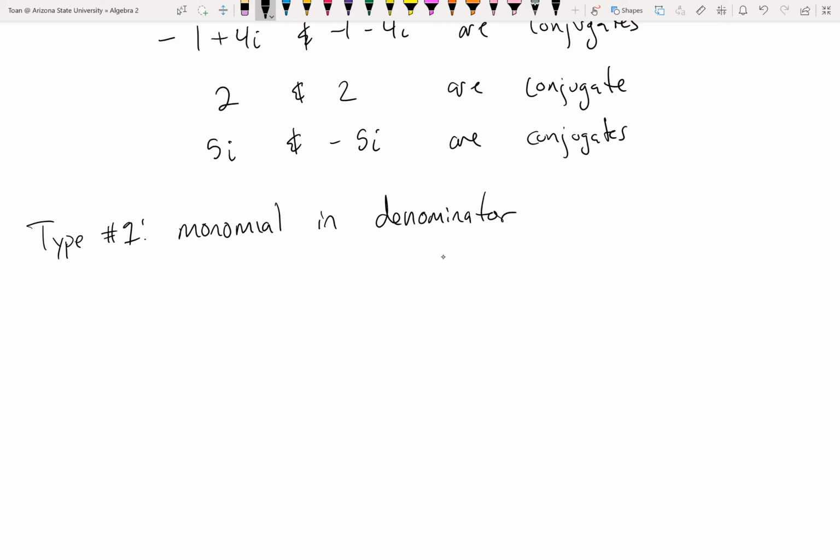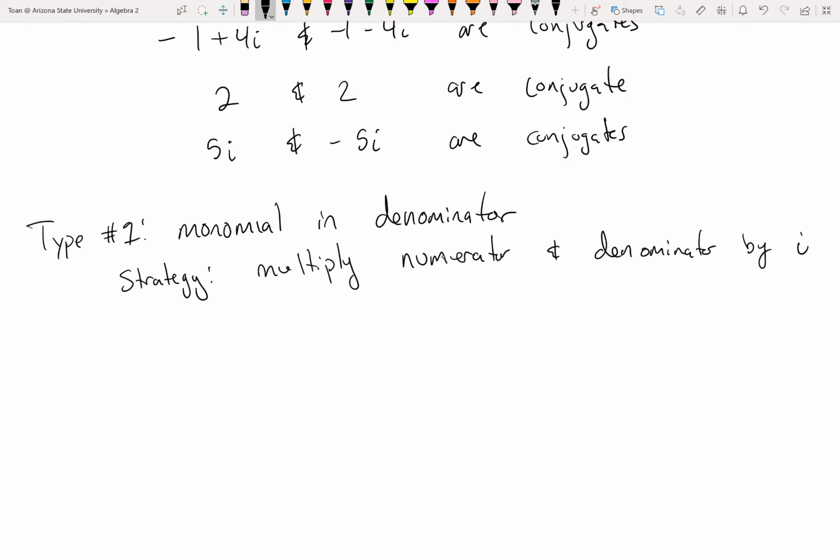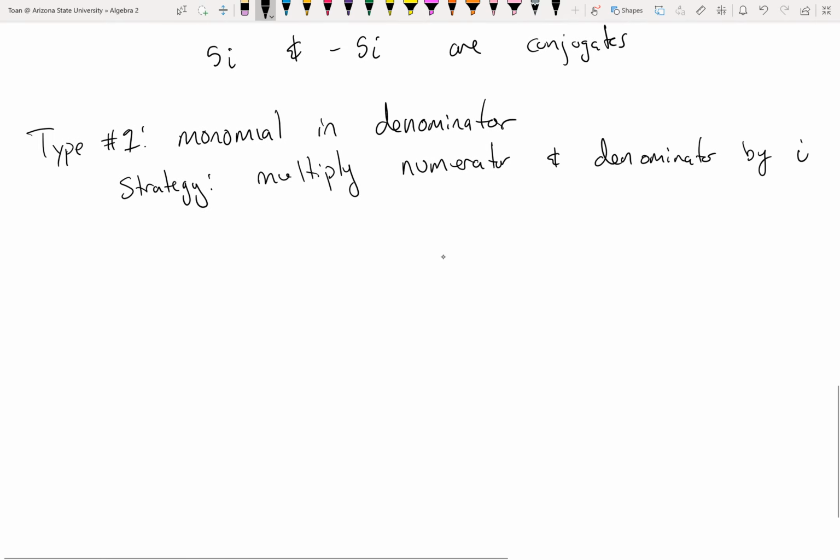If you have a monomial in the denominator, the strategy is to just multiply the numerator and denominator by i. These are the simplest types. No thinking involved. If you're dividing two complex numbers and there's just a single piece in the denominator, just multiply the numerator and denominator by i. Let's do a quick example here. Let's say I wanted to do 5 plus 2i divided by 4i.